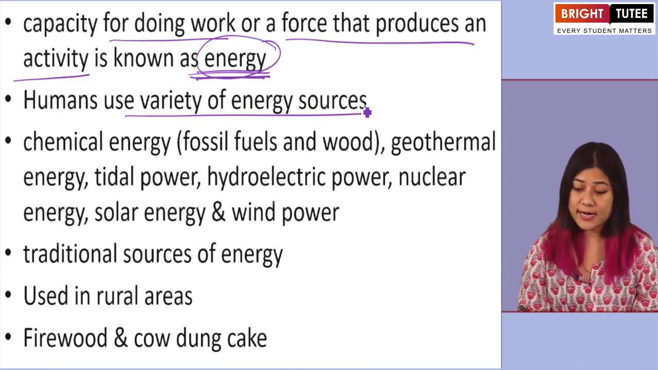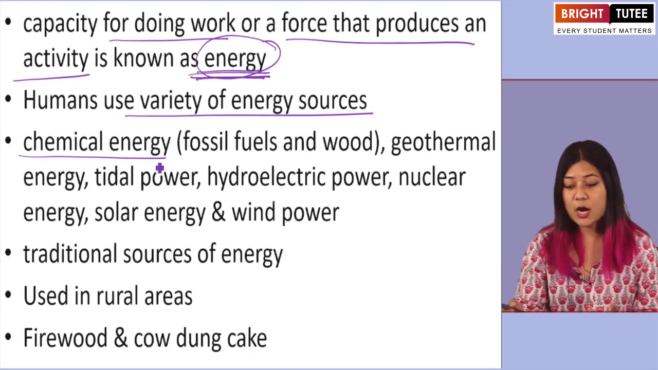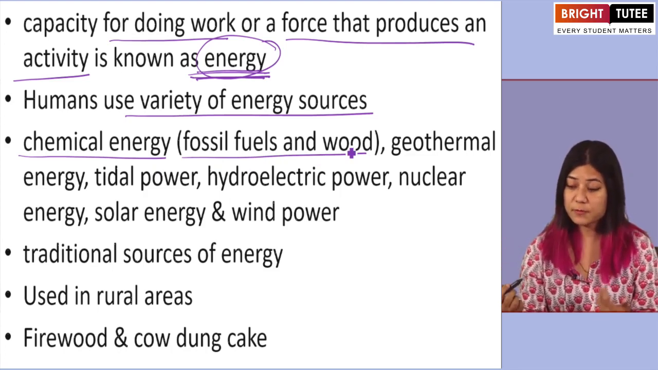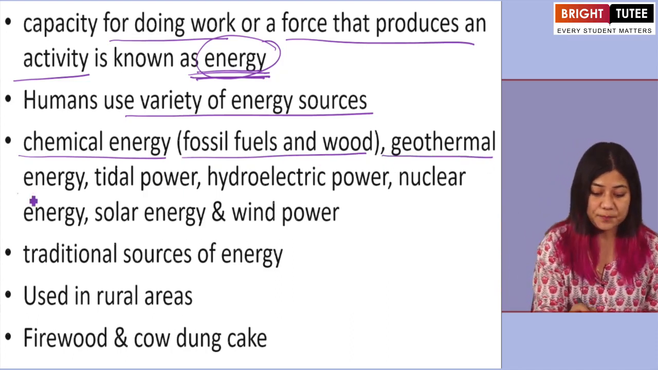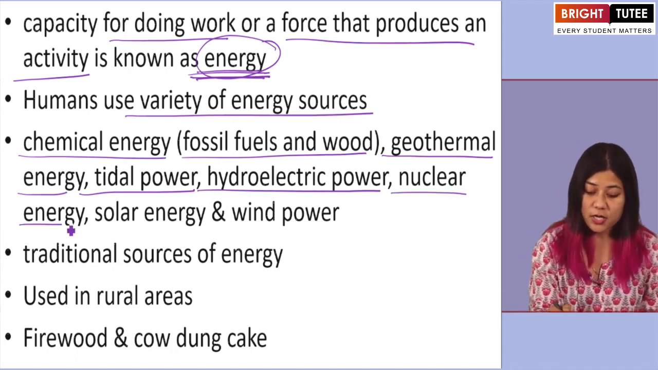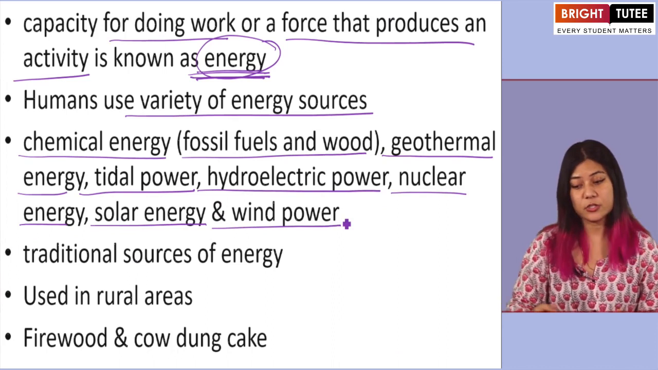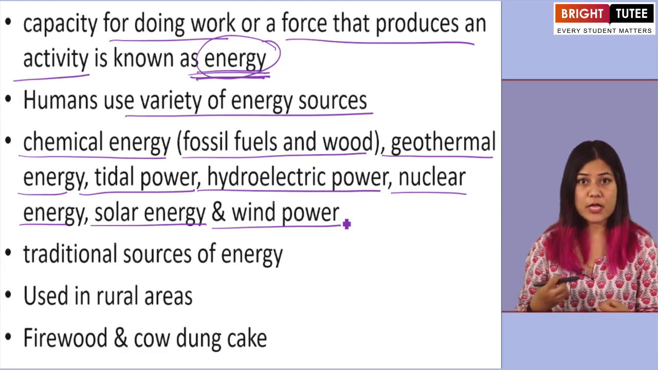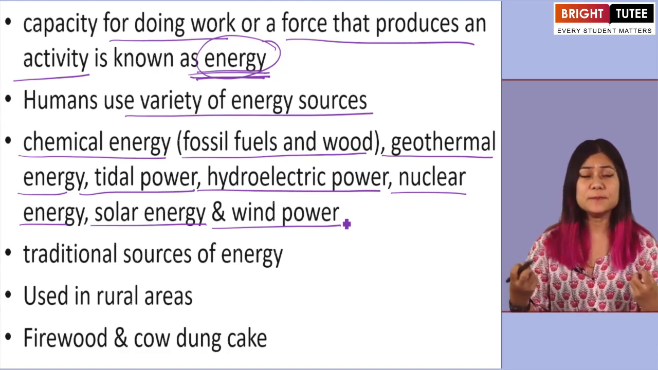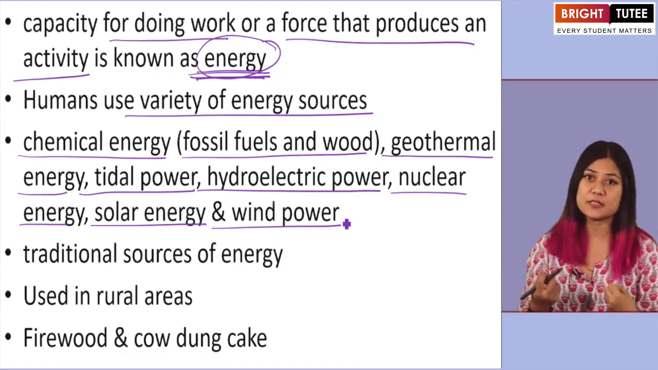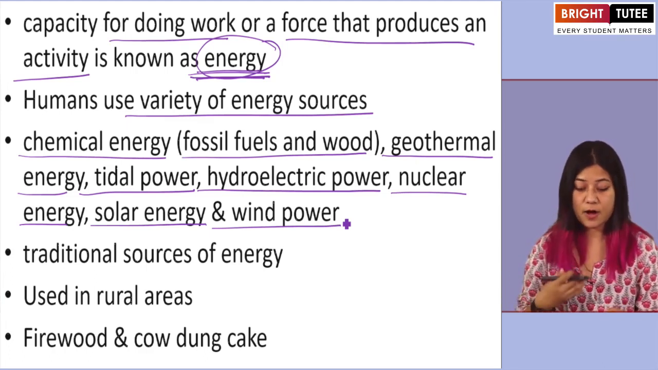Some of these energy sources are chemical energy, which are fossil fuels and wood that we get from the trees, from the jungles, from the forests. Geothermal energy, tidal power, hydroelectric power, nuclear energy, solar energy, and wind power. So these are some of the energy sources that we use for getting certain services, for making sure that our lives are comfortable, that we get things that we need for our survival and livelihood.